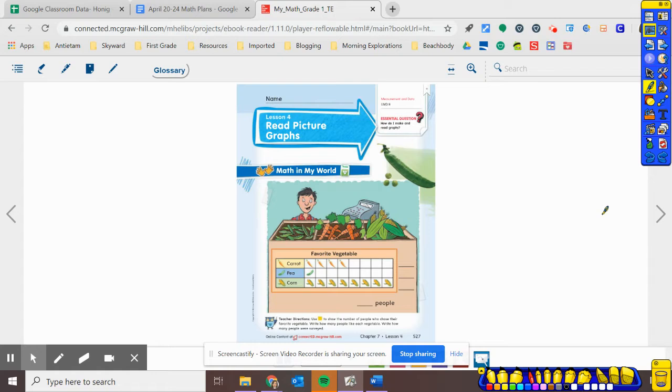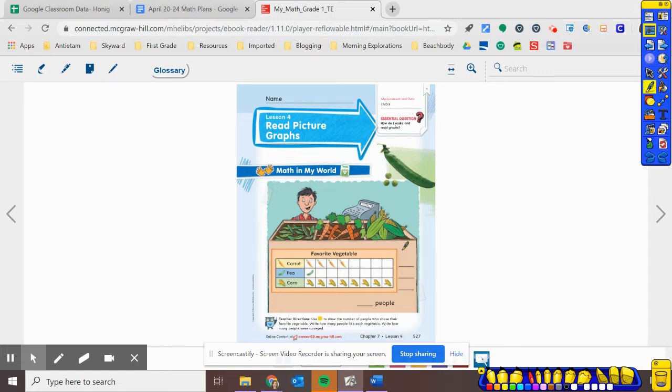Okay, so today we are going to be learning about reading picture graphs. Last lesson, we learned about what a picture graph is and how to make them, but now we're going to learn about how to read them. So what we're going to do is look at this picture graph that's down here. A bunch of different people were asked about their favorite vegetable. They got to choose between carrot, pea, or corn.